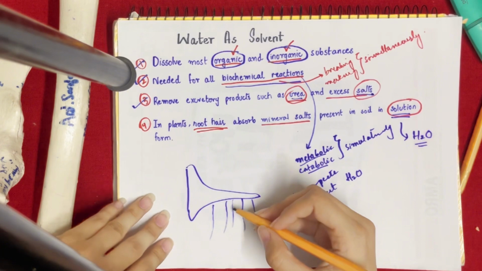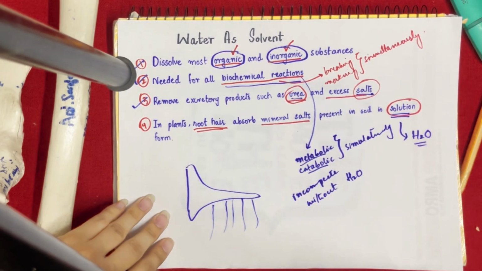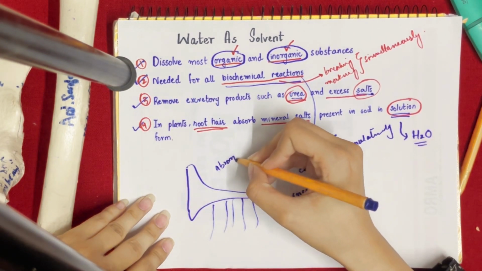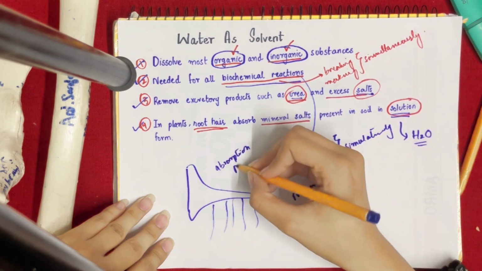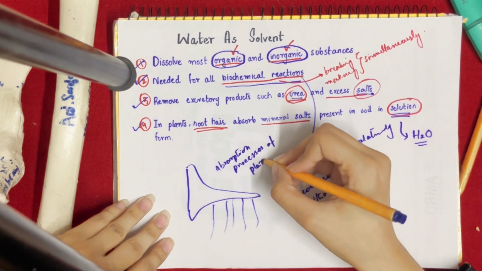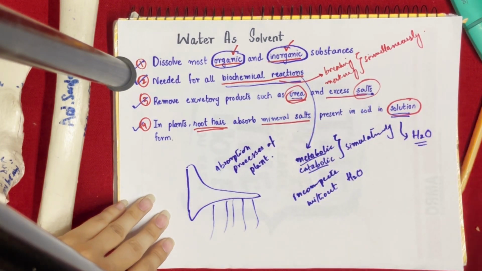So the water is absorbed and then it is passed on for the other processes that take place in a plant. So water also plays a very important role in the processes of absorption in plants. These are the main pointers to understand how water acts as a solvent.